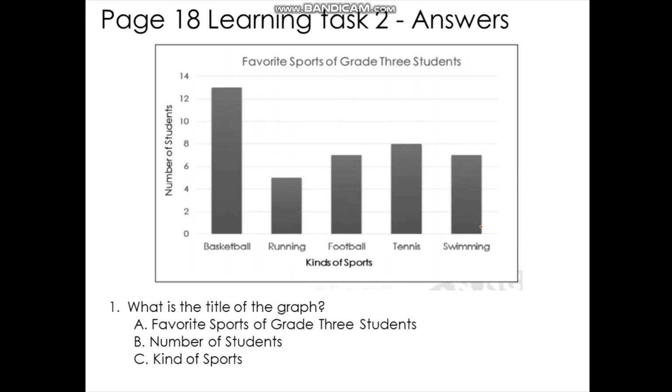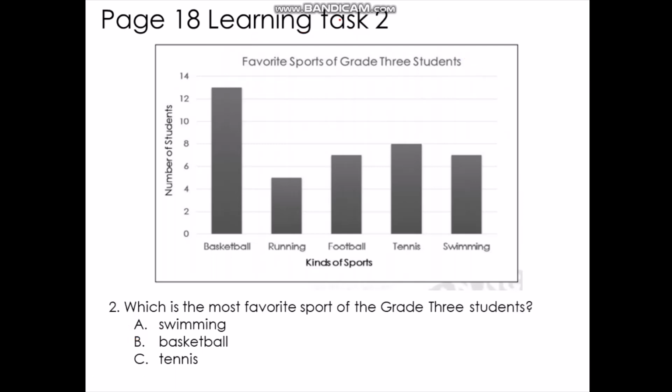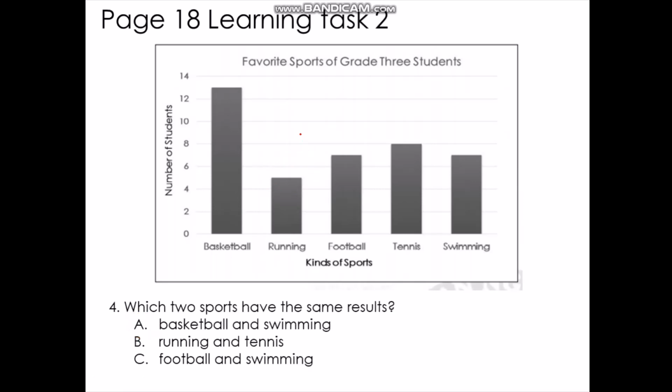So for number 1, the correct answer is A, favorite sports of grade 3 students. Where can we see it? It's here at the top. This shows the title, and the title is Favorite Sports of grade 3 students. Number 2, the correct answer is basketball because it has the highest number. Number 3, the correct answer is running because it has the lowest number.